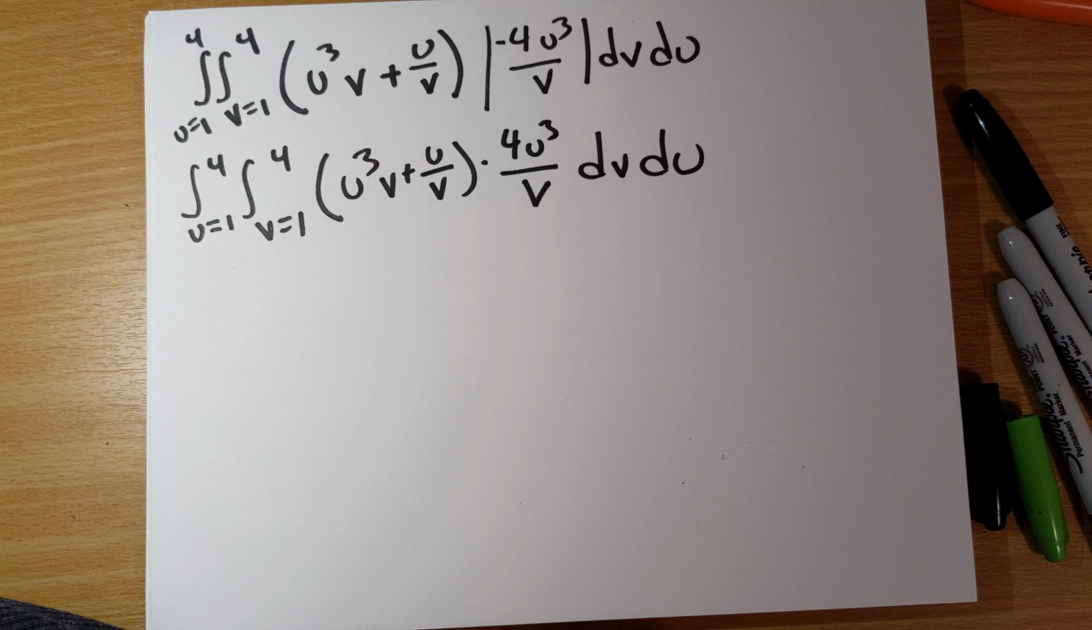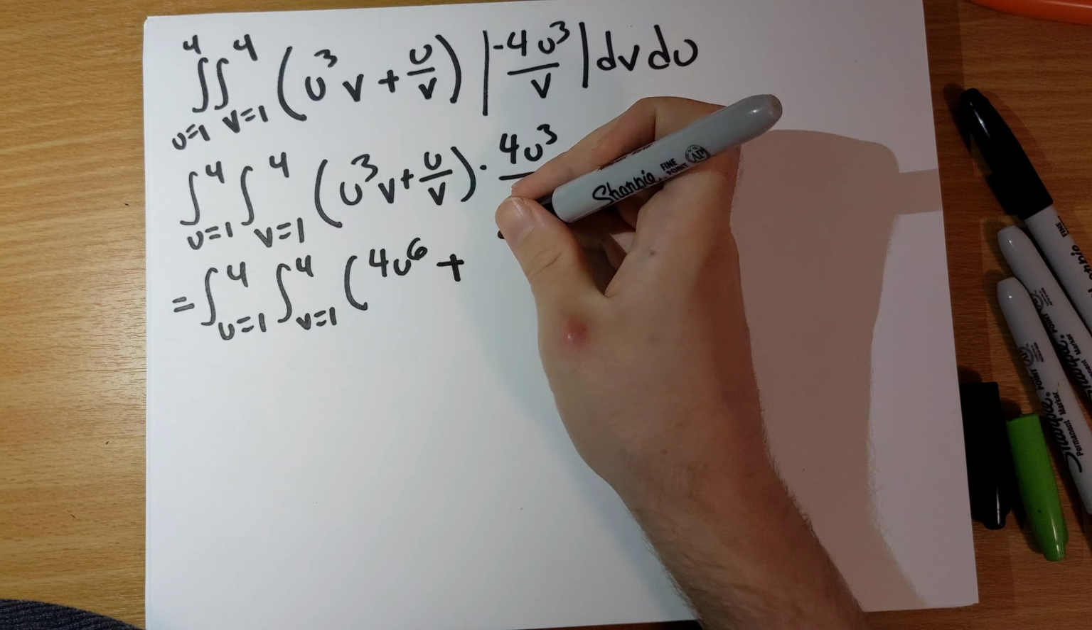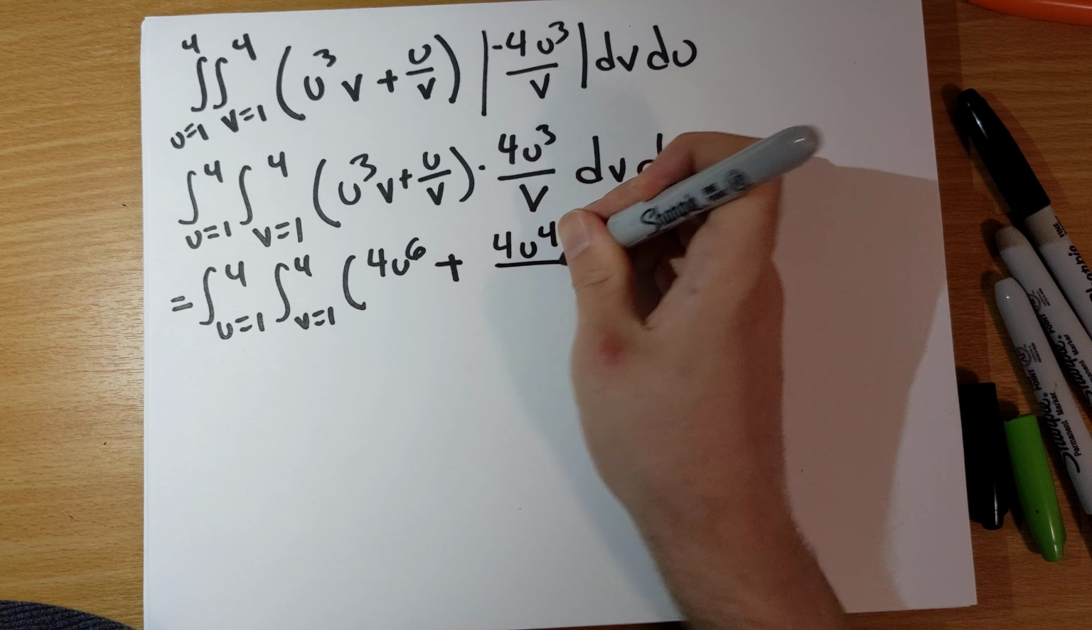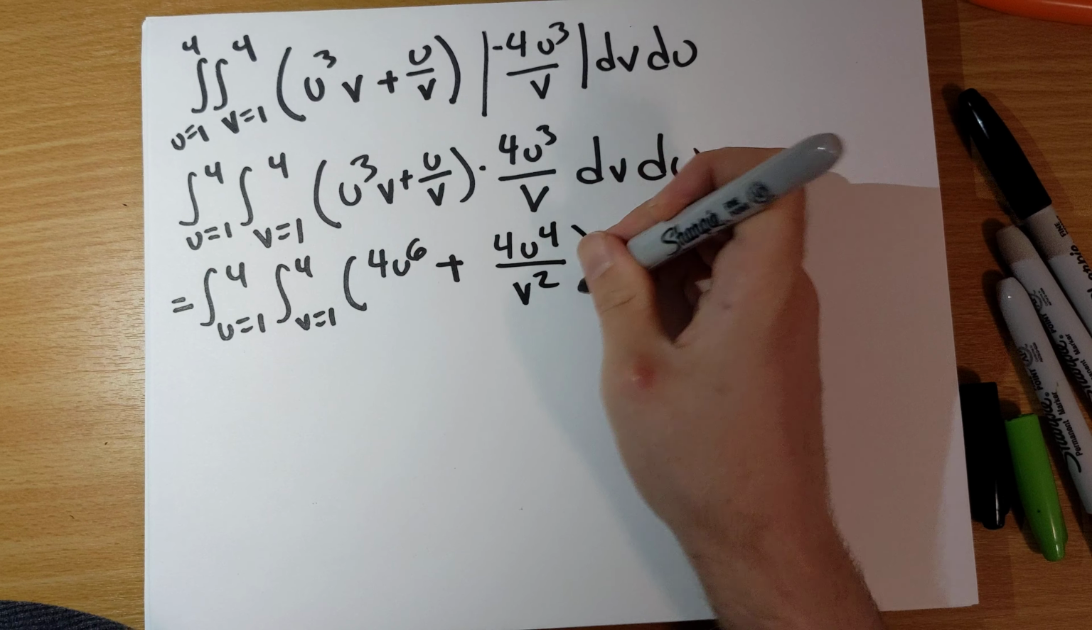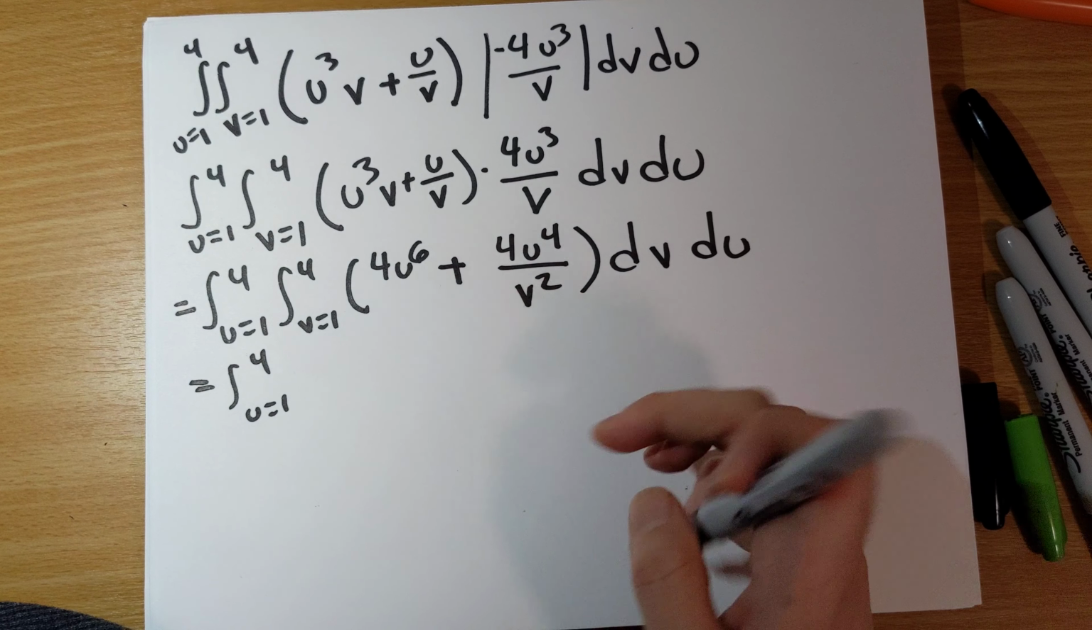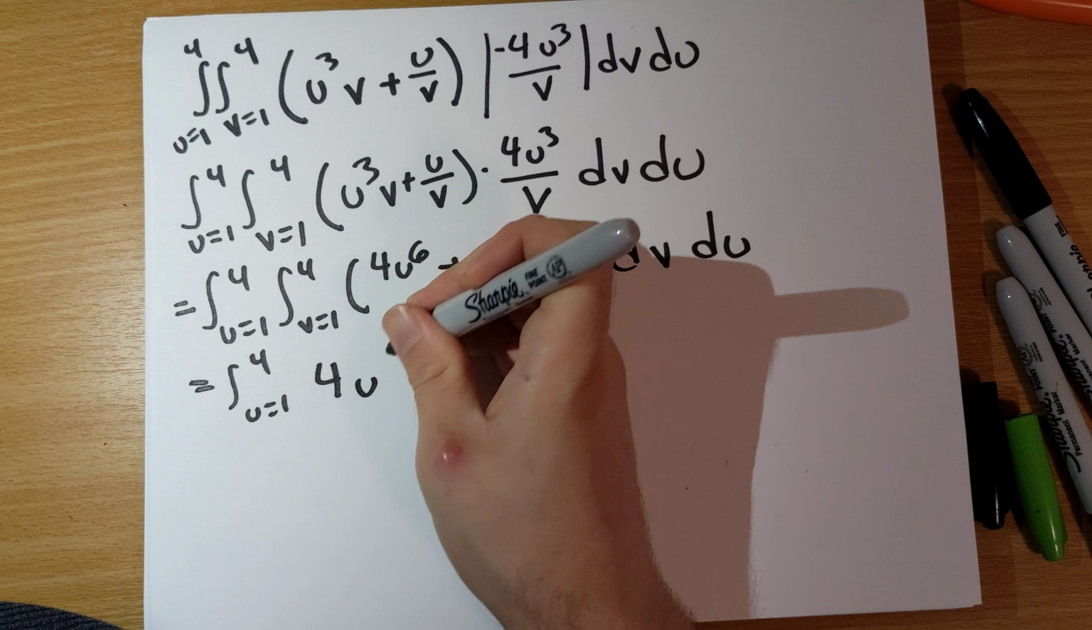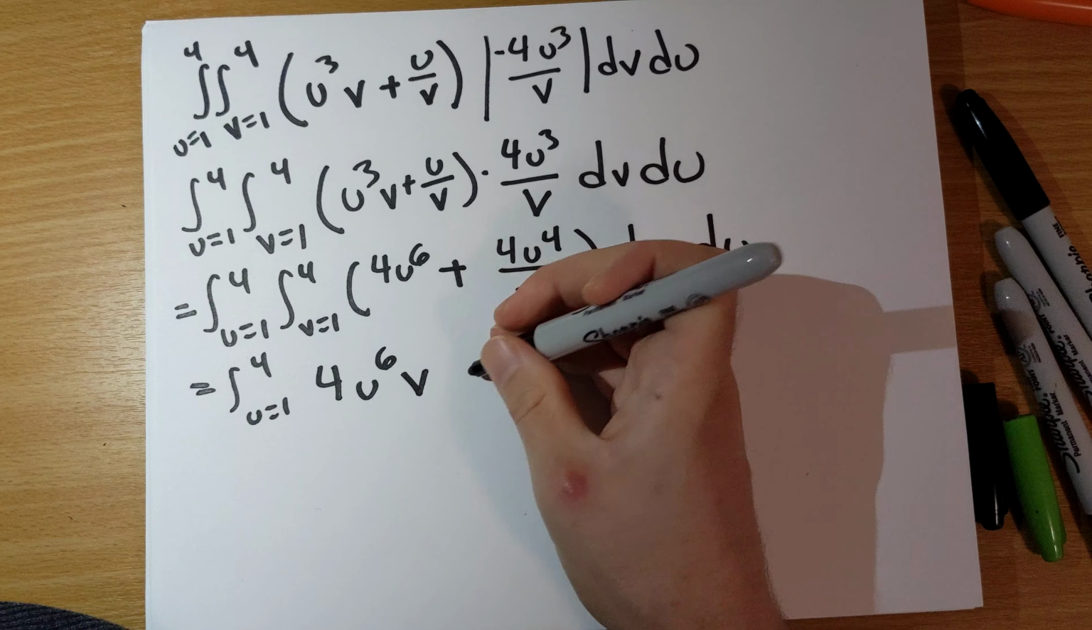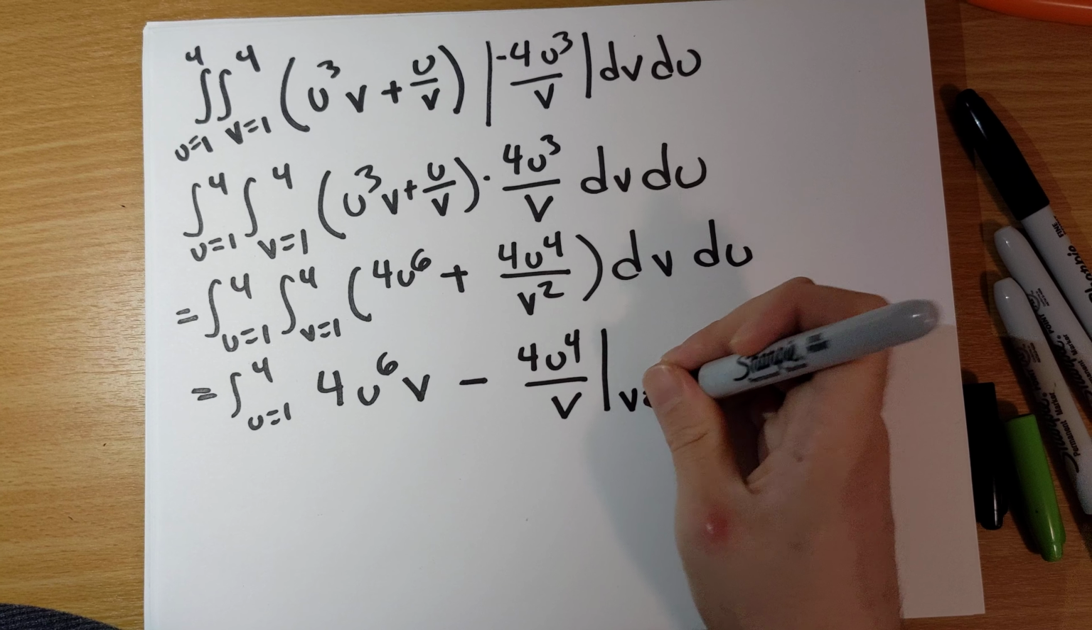Okay, so let's just distribute out the multiplication here. So we would have 4u to the 6 times v over v, okay, 4u to the 6 plus 4u to the 4th over v squared dv du. Integrate this with respect to v, we end up with what? 4u to the 6th v minus 4u to the 4th over v. Plug in v from 1 to 4.